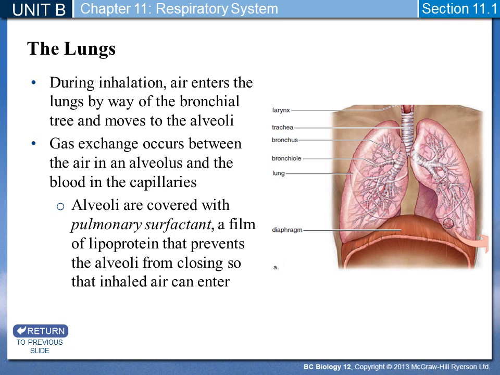This is very, very important with premature babies. Premature babies don't usually make the surfactant very well, and sometimes artificial ones are needed. This is why having newborn babies in the NICU is so important, because usually you're looking for pulmonary distress.